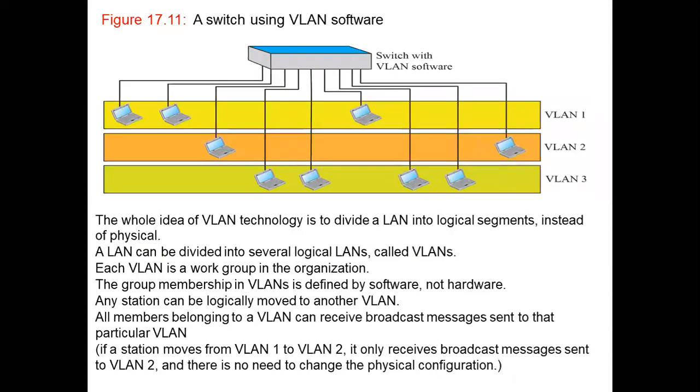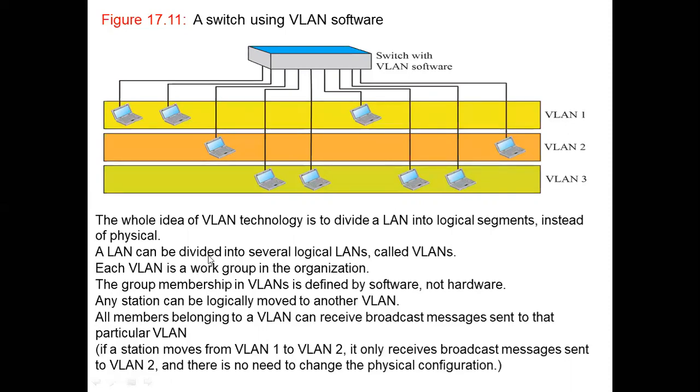This is the basic architecture of a virtual LAN. This is switching using virtual LAN software. You can observe here, the whole idea of virtual LAN technology is to divide a single LAN into logical segments instead of physical segments. The first section we have divided into VLAN 1, a logical division, then VLAN 2 and VLAN 3. In VLAN 1, which devices are placed? Through software we can achieve it. In VLAN 2, which devices are placed? In VLAN 3, which devices are placed?